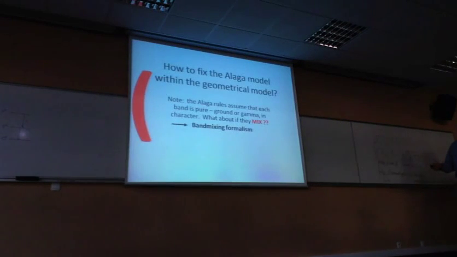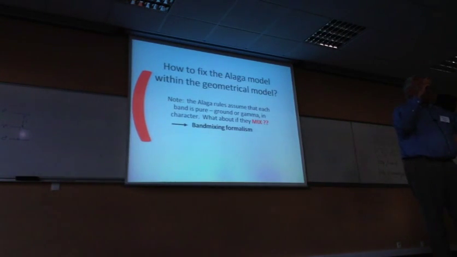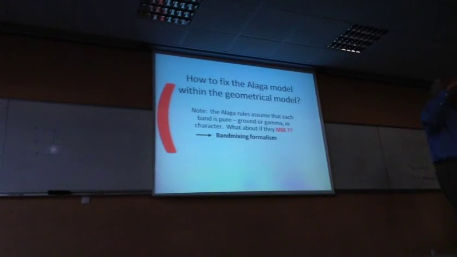So, how to fix the Alaga model within the geometric model. That's awful English. Anyway, what I want to do is see what you can do in the geometrical model to improve those predictions of the Alaga rules. The Alaga rules assume that each band is pure, a ground band or a gamma band. There's no coupling of vibrational and rotational motions because the frequencies are very different. So it's just simply pure K values, same intrinsic structure as you go up the band, nothing changing, just Clebsch-Gordans. That's obviously an idealization.